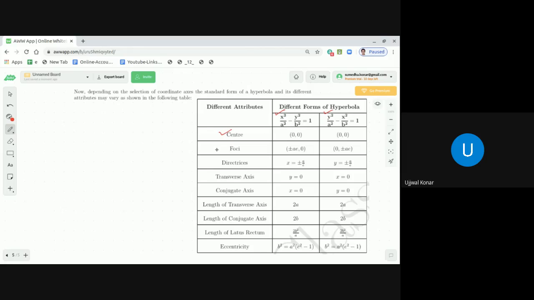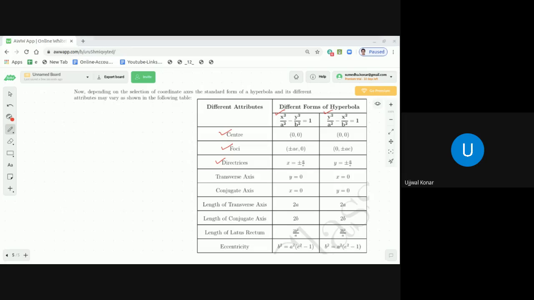For the first form, the foci are at the points plus minus a, 0 because there are two foci. And for the second case, it is 0, plus minus a. For the first case, the equation of the directrix is x equal to plus minus a by e. And for the second form, the equation of the directrix is y equal to plus minus a by e. In case of the equation x square by a square minus y square by b square equal to 1, the equation of the transverse axis is y equal to 0, which is the x-axis.